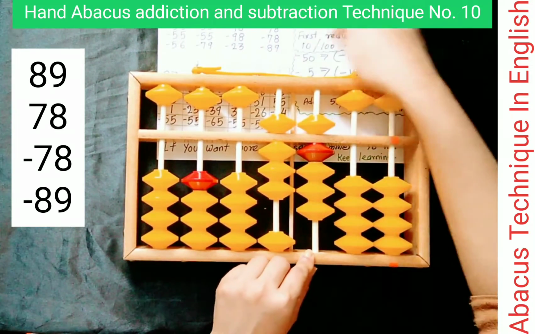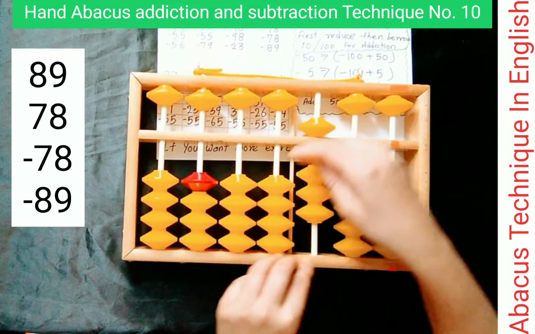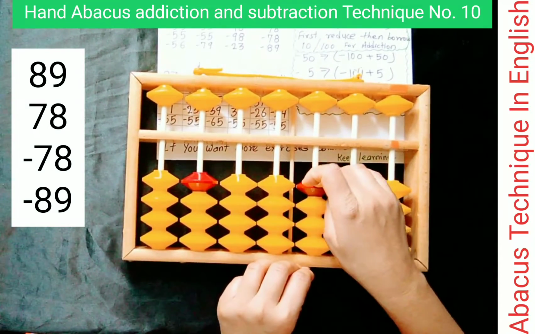And last one is reduce 89. This is 80 and this is 9.